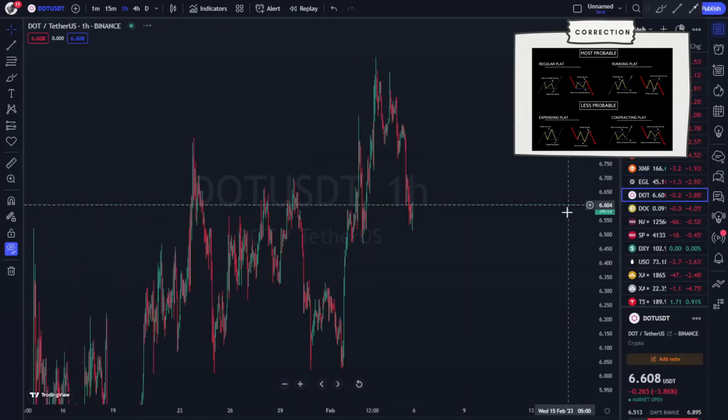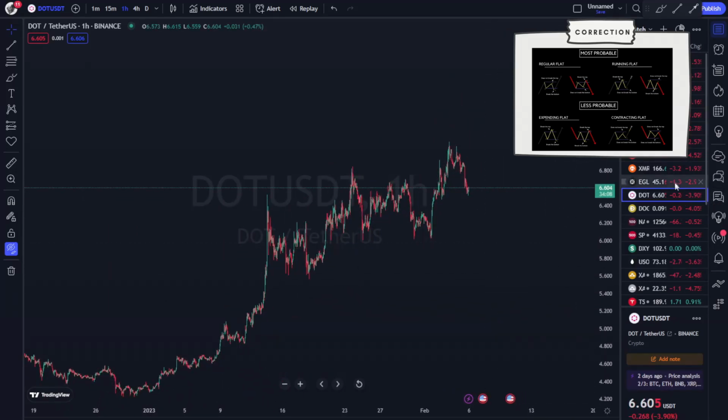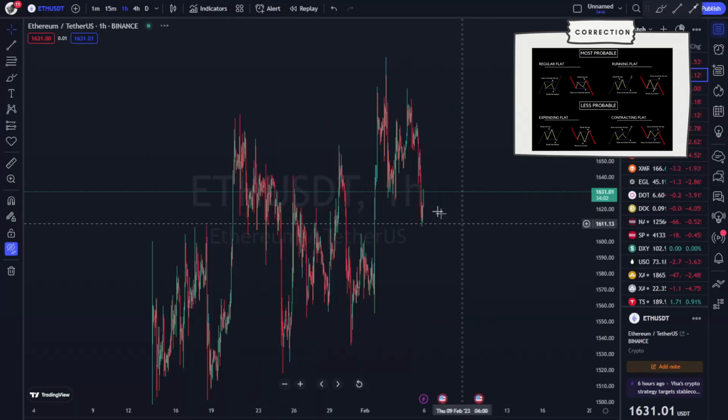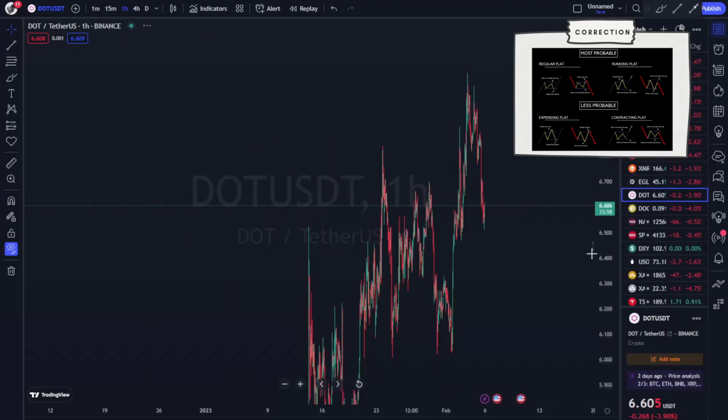Also one of the cleanest one. So all the above are not that clean. This one was clean, XMR was clean. I think Bitcoin is okay, Ethereum is clean. So Ethereum, XMR, and EGLD are the cleanest right now.